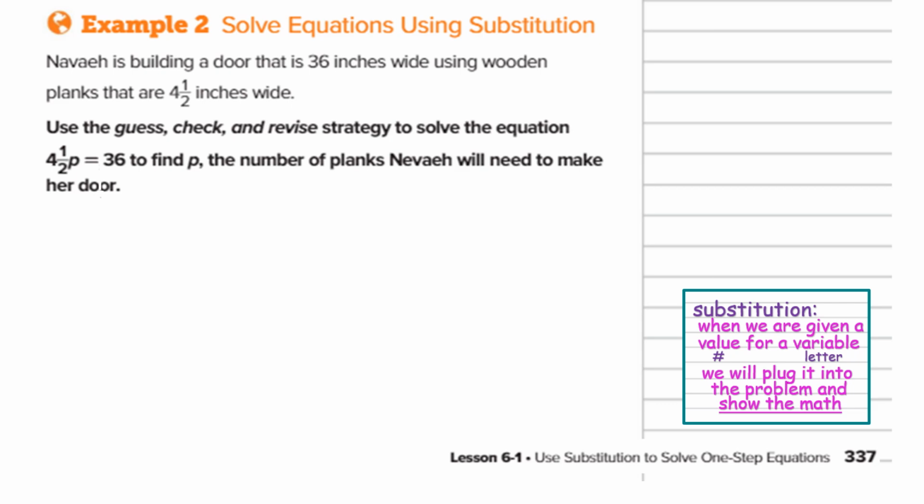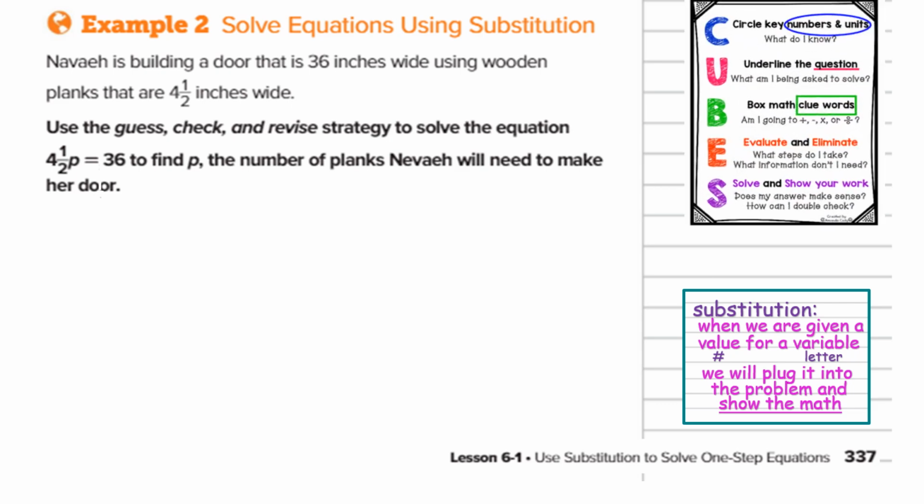All right, so what about the guess and check? Well, with the guess and check, we're just going to go through it, right? We're going to figure out what it is we need to do and what we need to come up with. So Nevaeh is building a door that is 36 inches wide using wooden planks that are 4 1/2 inches wide. Use a guess, check, and revise strategy, right?